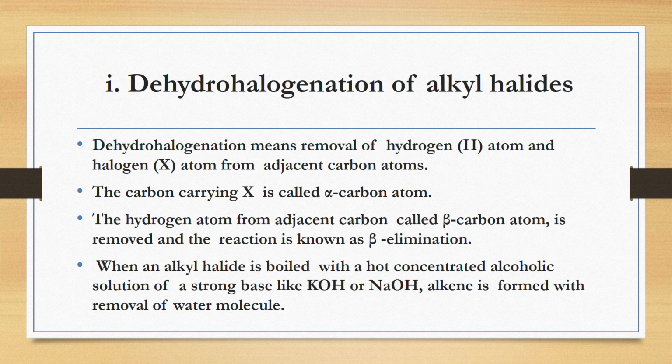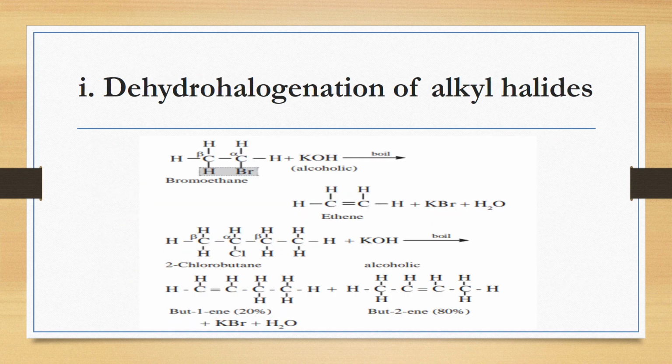When alkyl halide is boiled with hot concentrated alcoholic solution of strong base like potassium hydroxide KOH or sodium hydroxide NaOH, alkene is formed with removal of water molecule. Let's see how the reaction takes place.